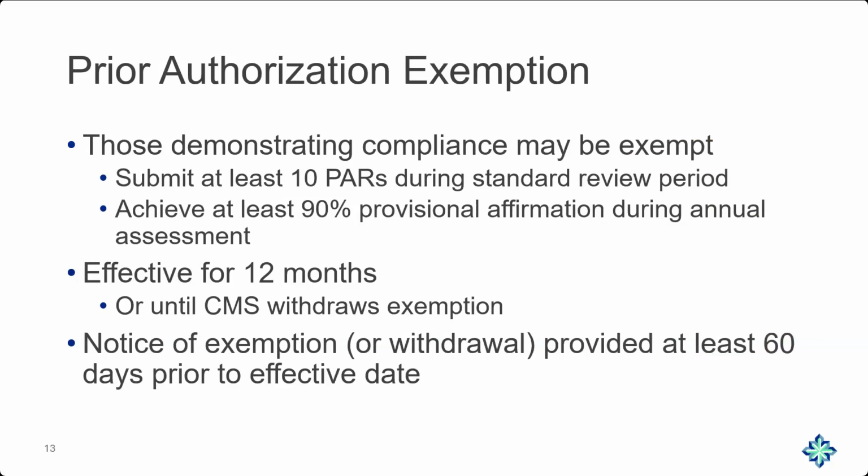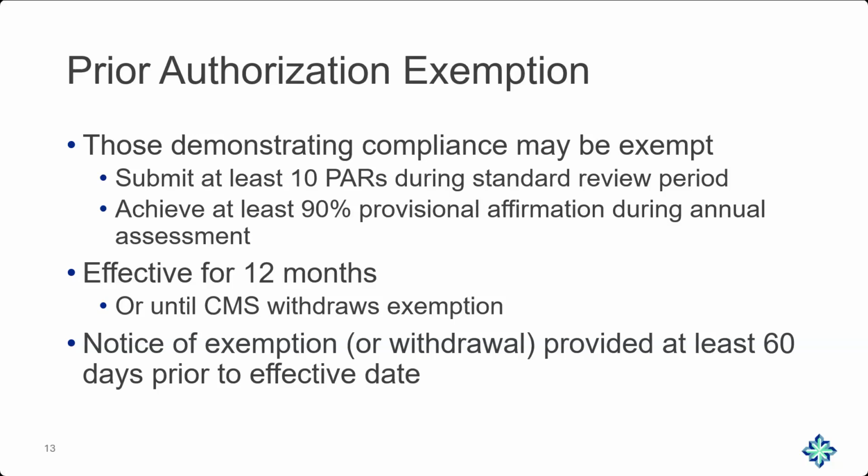To be eligible, that outpatient department has to submit at least 10 prior authorization requests during the standard review period and achieve a provisional affirmation compliance rate of at least 90% during an annual assessment. This exemption then will remain in effect for a 12-month period or until CMS elects to withdraw the exemption.